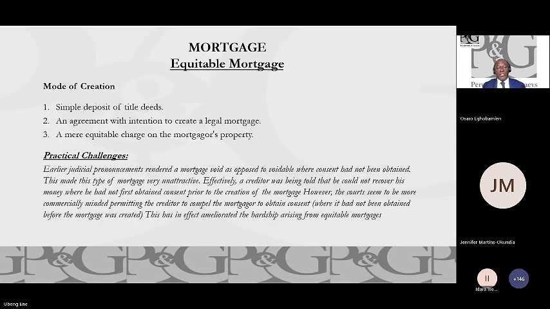And the mere equitable charge on a mortgage is property. In other words, if you conduct yourself in a particular way where it could be interpreted that you were trying to create a mortgage, it's an equitable mortgage. Equity treats as done that which ought to have been done. So whatever has not been done, that will enable you to satisfy the criteria to obtain a legal mortgage, if there is sufficient interpretation that there was an intention to do so, that is enough for an equitable mortgage. But what is the practical challenge here?